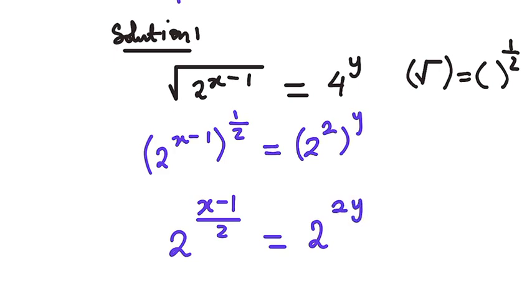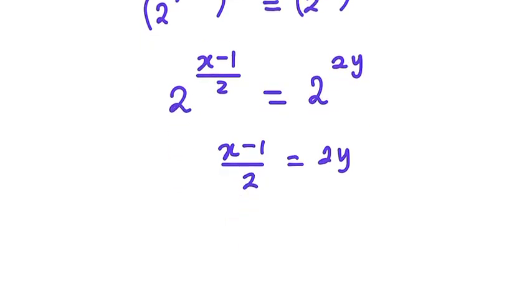All right, so from here, because we have the same base, we are going to equate the exponents, and that's going to be x minus 1 divided by 2 equals 2y.